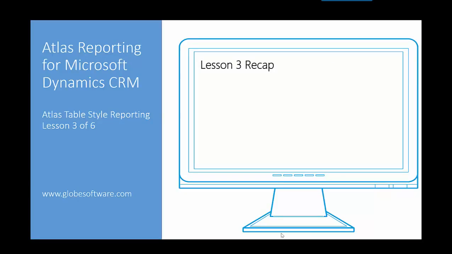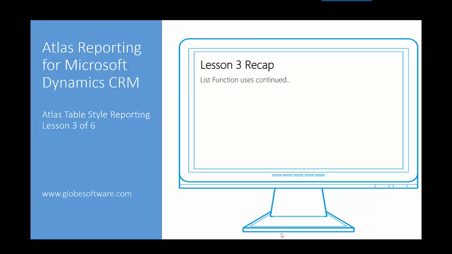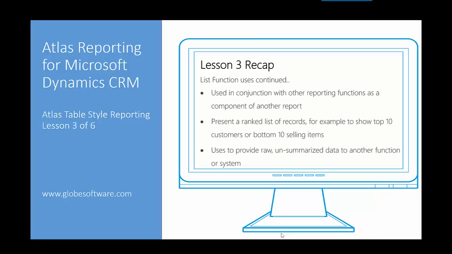Atlas Table Style Reporting, Lesson 3 of 6, Lesson Recap. Uses: the list function. Use the list function when you want to present a list of main table or transaction records. Use the output from a list as an input to a journal or table upload. Use in conjunction with other reporting functions as a component of another report. Present a ranked list of records, for example, to show the top 10 customers or the bottom 10 selling items. Use it to provide raw, unsummarized data to another function or system.